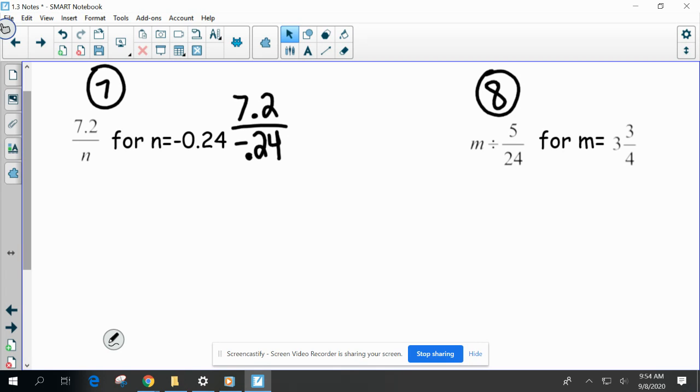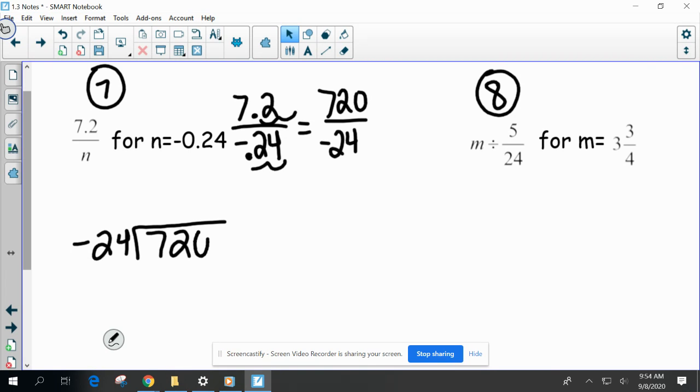So if we use long division, what do we need to do in our denominator? We need to move our decimal over 2. So if I move my decimal over 2 in my denominator, I'm going to get negative 24. I have to move it over 2 in my numerator. So what do I put? It's a blank spot. 0. So I'm going to have 720. So then when I go to divide, kind of ignore the negative until the end, but you have 720 divided by negative 24.